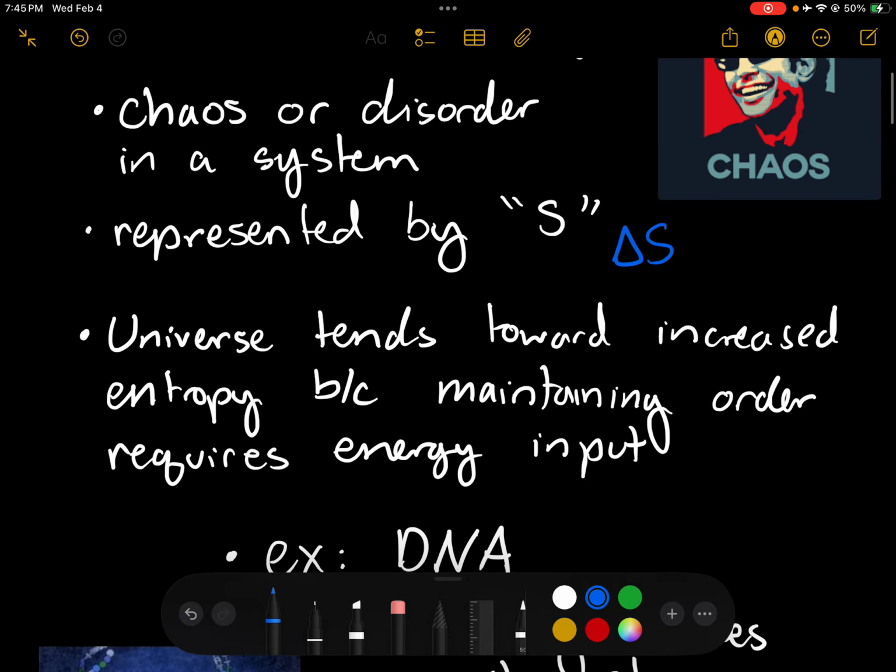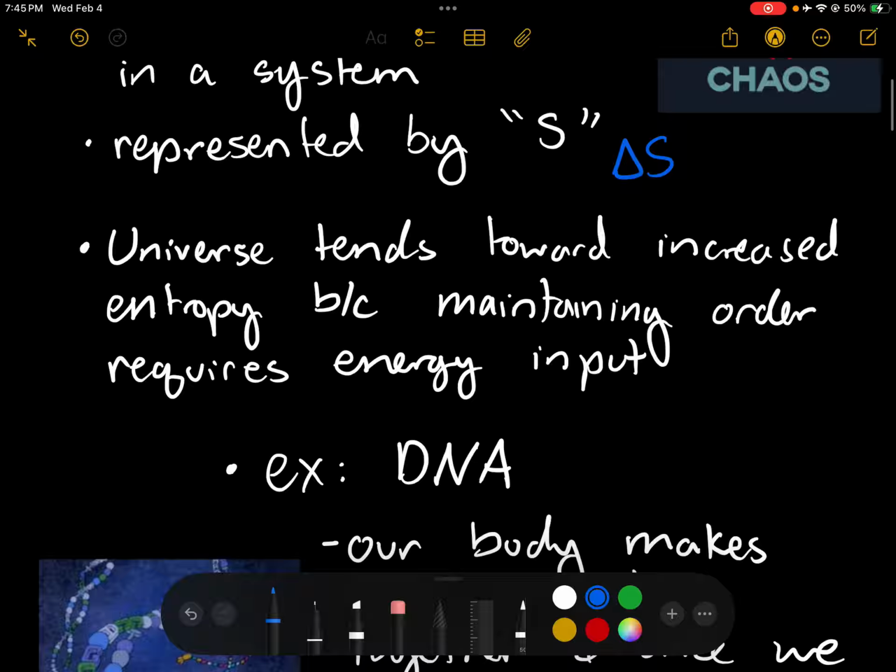Our universe tends overall towards increased entropy or increased disorder because to maintain order in our universe requires an input of energy. It requires maintenance, right? Just like your bedroom is going to tend toward becoming messy because you're living in it, and it requires effort from you to maintain cleanliness, just like it requires effort to maintain order in the universe.